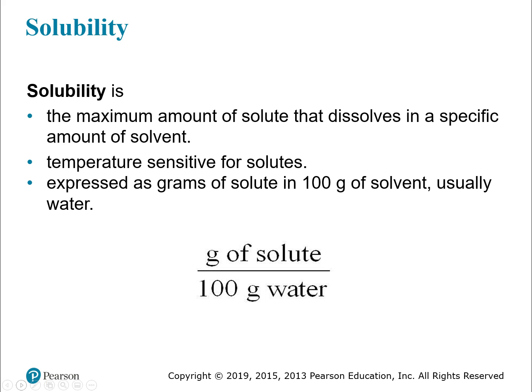Solubility is affected by temperature. We'll talk about how it's affected by temperature, but in general, if you warm up that water, you can dissolve more solute in it than if it were cold. Generally, we express solubility as grams of solute that can be dissolved in 100 grams of solvent, which again is usually water.